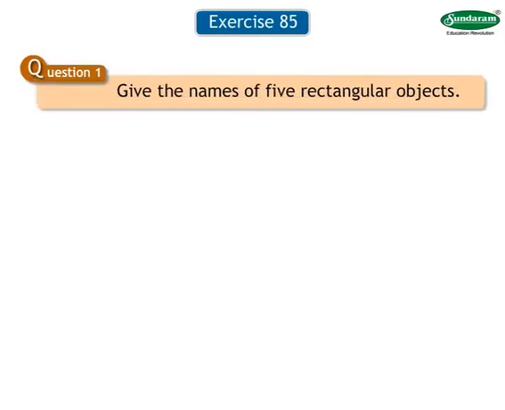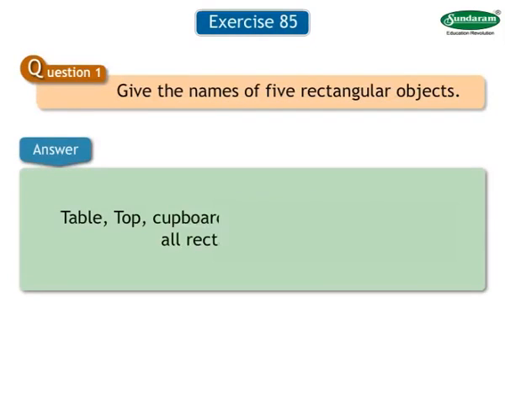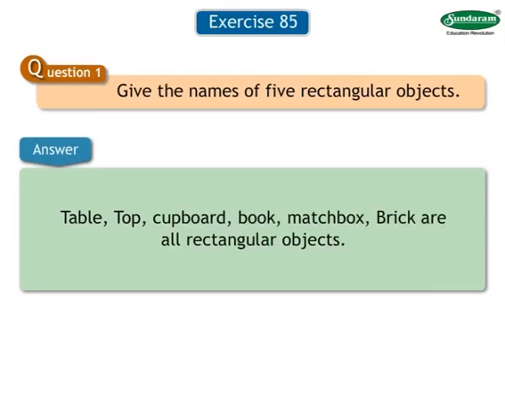Let us solve exercise 85. 1. Give the names of 5 rectangular objects. Answer: tabletop, cupboard, book, matchbox, brick are all rectangular objects.